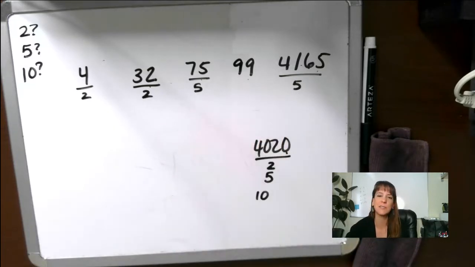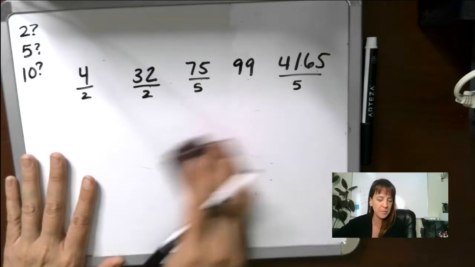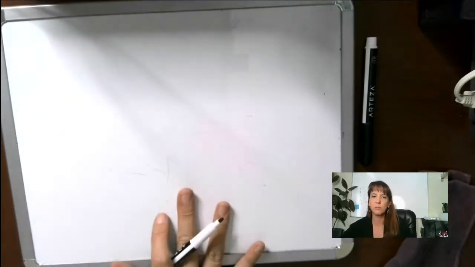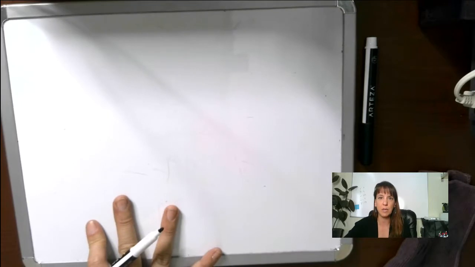So 99 is not divisible by any, but in the last example, you saw that that is divisible by 3 or by 9. Okay, so what I would like you to do right now is go ahead and pause the video and do the practice problems that are on page 40, about halfway down the page. And when you're done with those, come on back and we will go over those together.